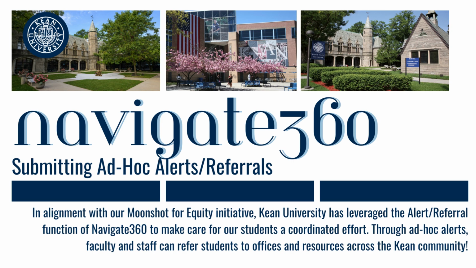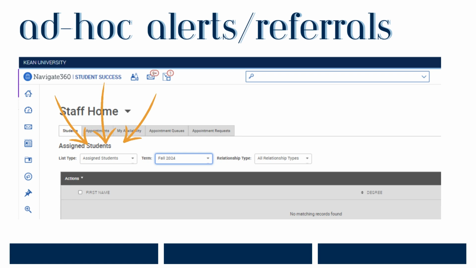In addition to submitting an alert for one student at a time, you can also make alerts or referrals for multiple students at a time. The next part of this video tutorial will go through the step-by-step process for submitting an alert for multiple students at one time. For the purposes of this video tutorial, we're going to be using our advisee list available to us from the staff home screen, but you can use any list you want to within the Navigate360 platform.